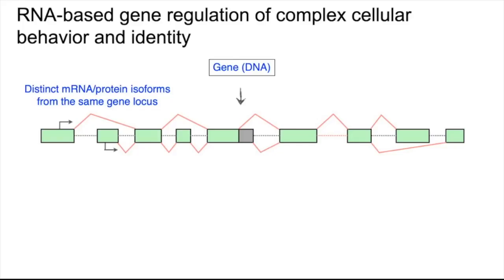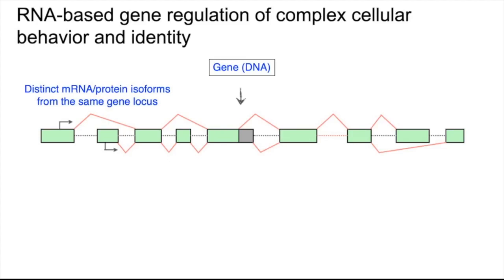All cells in our body inherit an essentially identical copy of DNA, yet this genetic information is decoded differentially in different cell types, resulting in diverse and distinct cell functions and behaviors. One major contribution to this biological diversity is that multiple and functionally distinct mRNA and protein isoforms can be generated from the same gene locus.